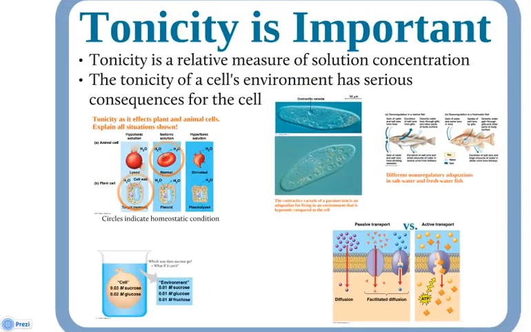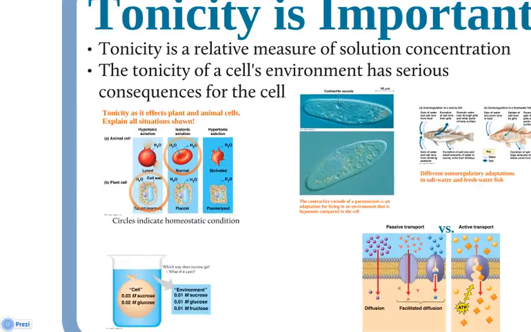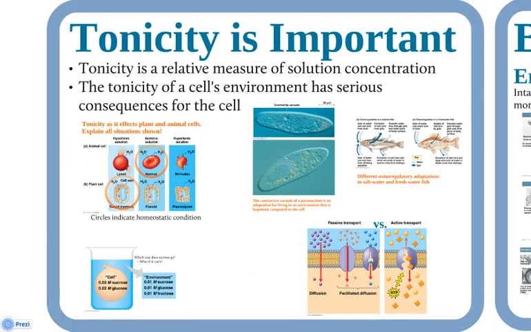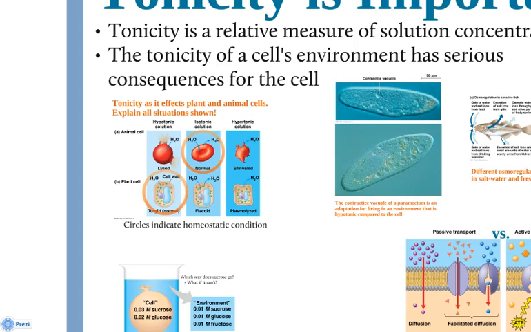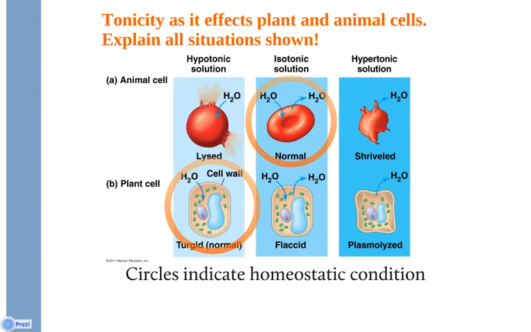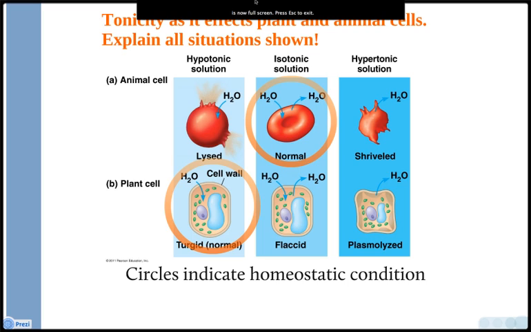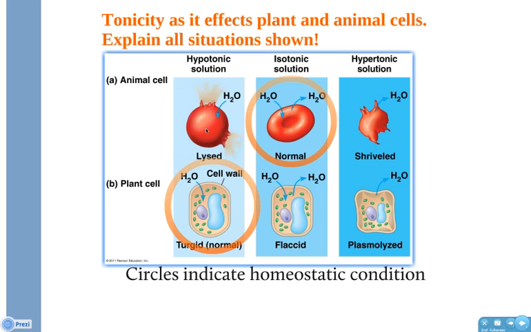So now we're going to talk about tonicity and why it's important. It's a relative measure of solution concentration, and the tonicity of a cell's environment has serious consequences for the cell. Here we go. So if we take an animal cell and put it in a hypotonic solution, meaning that there's a higher concentration of solute inside the cell than outside, water is going to flow into that cell at a high rate, and what's going to happen is that it's actually going to burst. So animal cells don't really like that.